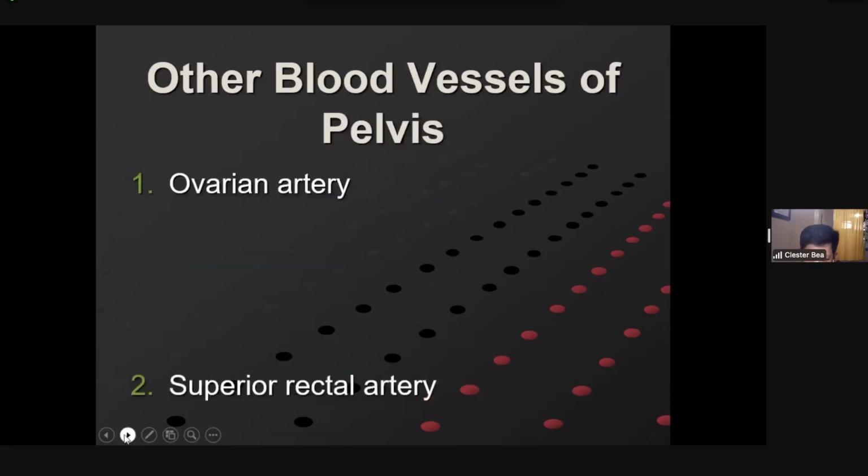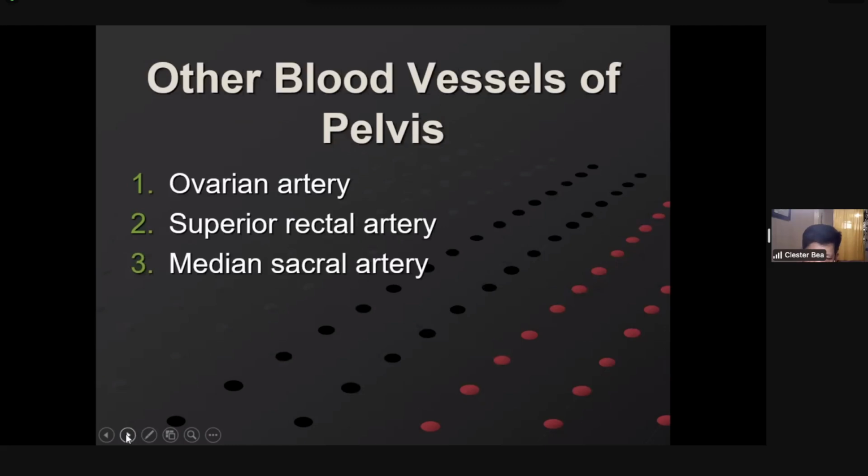Now, there are other blood vessels that enter the pelvic cavity: the ovarian or testicular artery, which are a paired branch of the abdominal aorta; your superior rectal artery, which is the third arterial branch of the inferior mesenteric that goes to the upper third of your rectum; and your median sacral artery, which is found at the bifurcation of the abdominal aorta into common iliac.